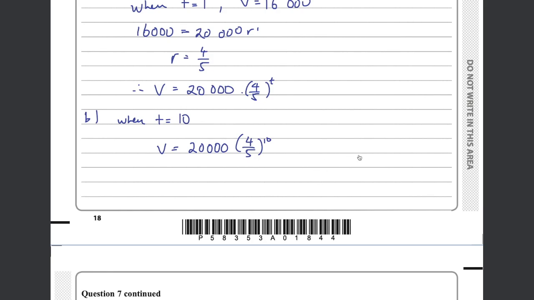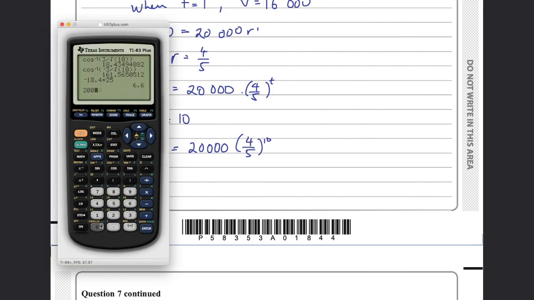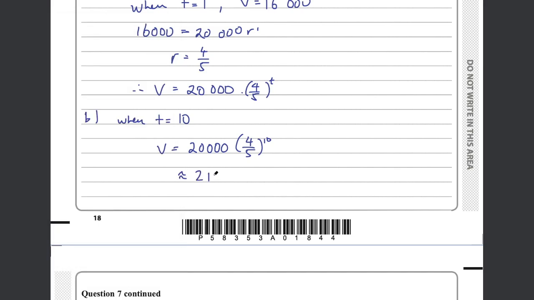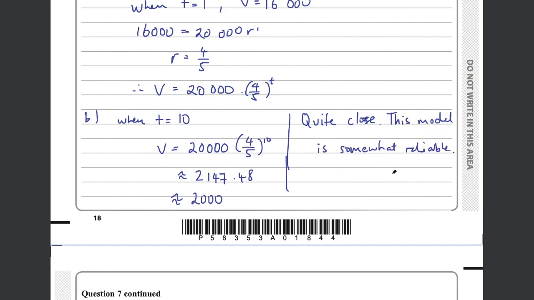Let's put that straight into a calculator. 20,000 multiplied by 4 on 5 to the power 10. And I get 2,147.48 approximately. And I would say that's pretty close. So quite close. So this is approximately 2,000. I would say the model is somewhat reliable. So the model is somewhat reliable.